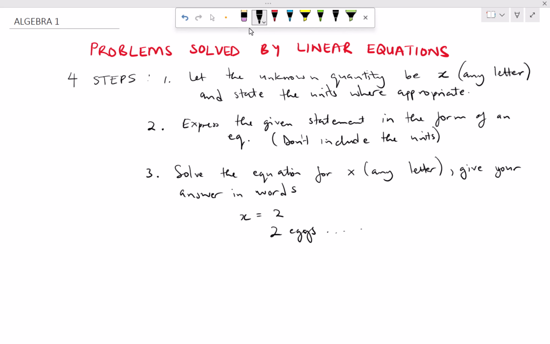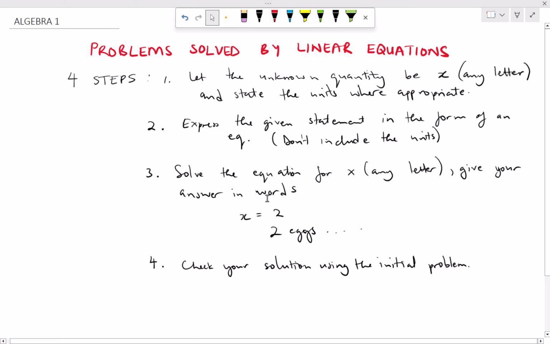All right, and then the last step that I want you to consider is to check your solution using the initial problem, not the equation that you would have created. So I'm going to look at a few examples and we're going to use the steps. I may not point them out and say number 1, number 2, number 3, and number 4, but you're going to see how you can solve these equations using the steps that I've given you.